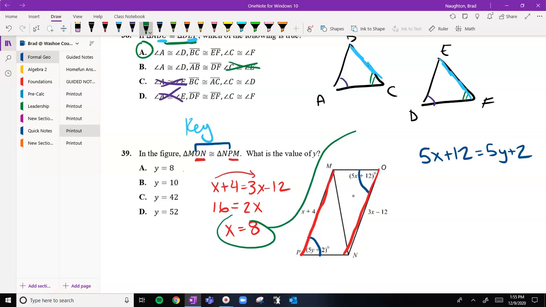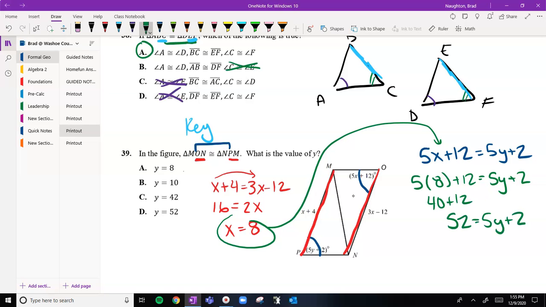So now we're going to put our 8 in over here. So 5 times 8 plus 12 is equal to 5y plus 2. So 40 plus 12 is going to give me 52, is equal to 5y plus 2. 5y is equal to 50. So y is going to be 10.